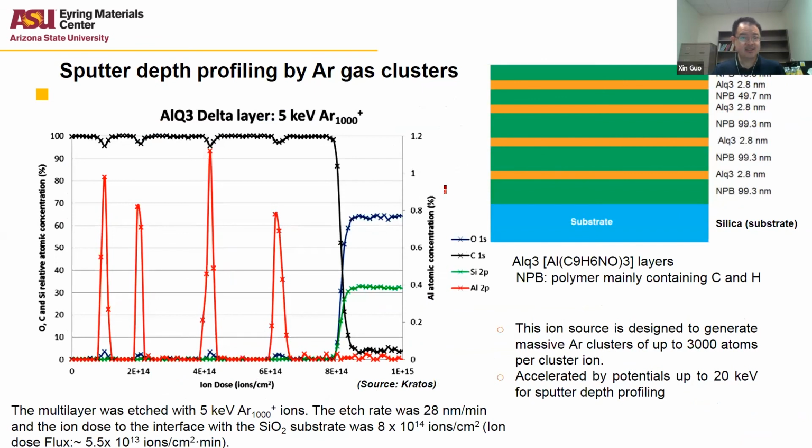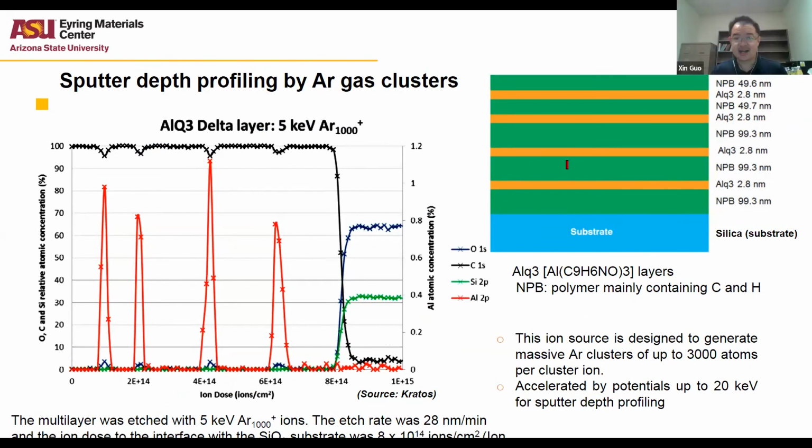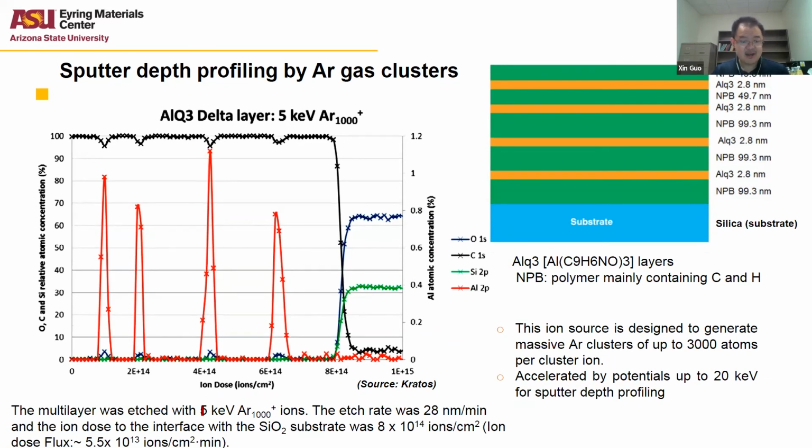And of course, we can always do depth profiling in a conventional way, that is by sputtering with an ion beam. And Supra Plus is equipped with powerful argon cluster ions. Here I show another example of how we can do depth profiling with argon gas cluster ions. This is a multi-layer structure with alternating NPB and Alq3 layers deposited on a silicon substrate. We use the argon cluster ion, here 5 keV Ar 1000, to sputter away the layers and obtain the depth concentration.